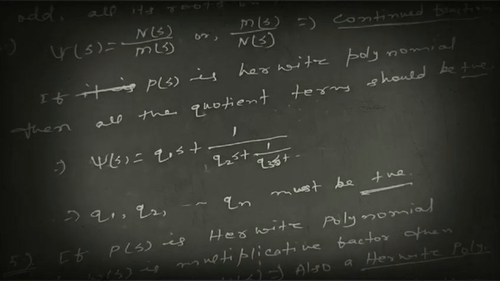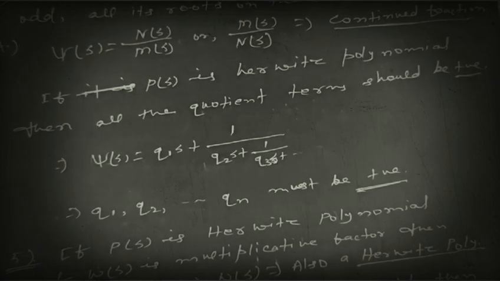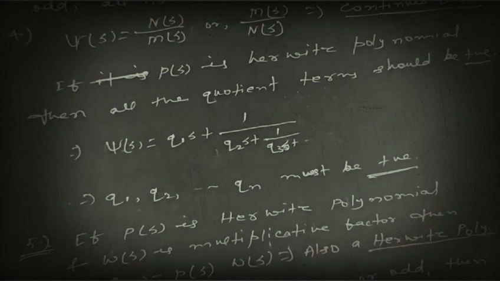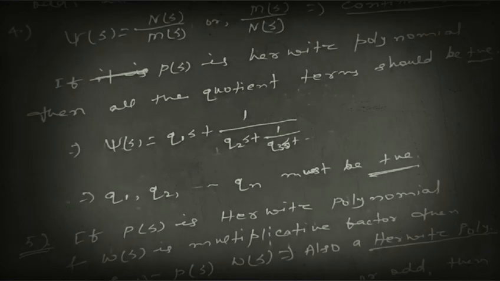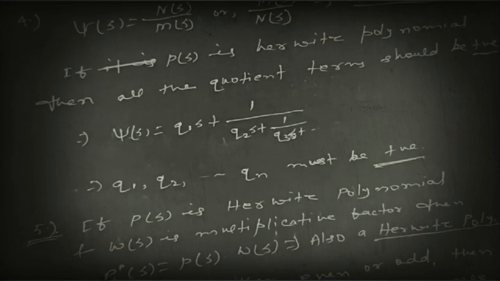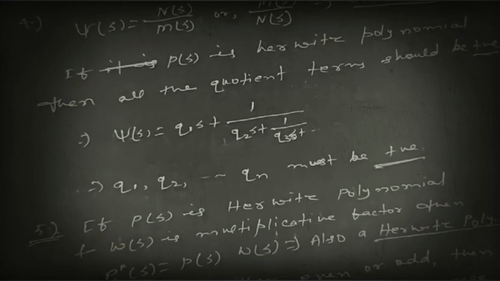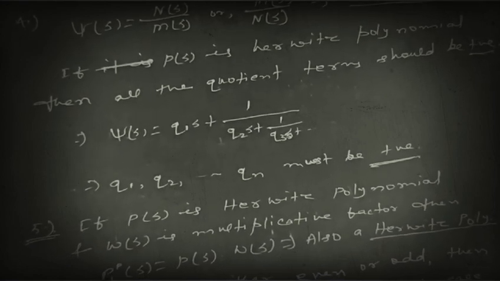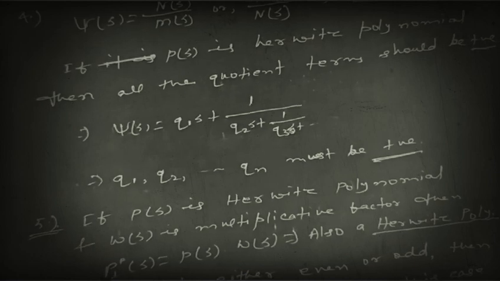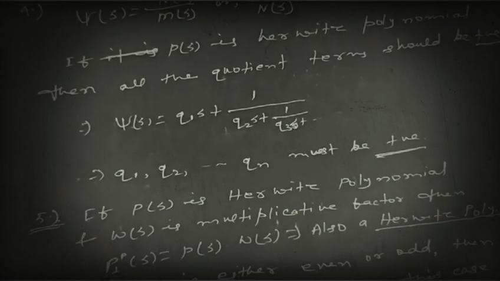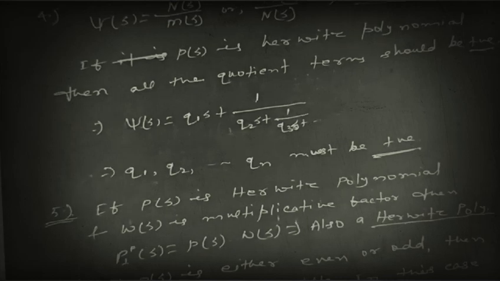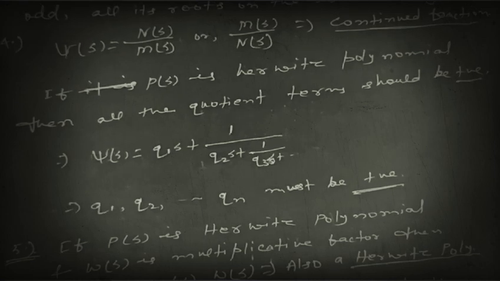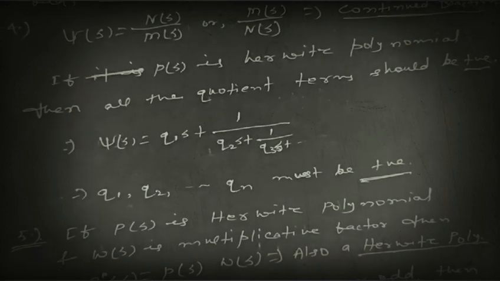For continued fraction, it may be possible that the even term is starting with s to the power 4 and the odd term is starting with s to the power 5. That means if the highest degree of the even term is greater than the highest degree of the odd term, then we'll divide the even term by the odd term. If the highest degree of the odd term is greater than that of the even term, then we'll divide the odd term by the even term. Now by continued fraction, we look at the quotient terms.